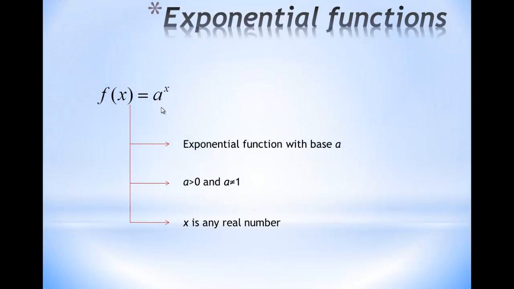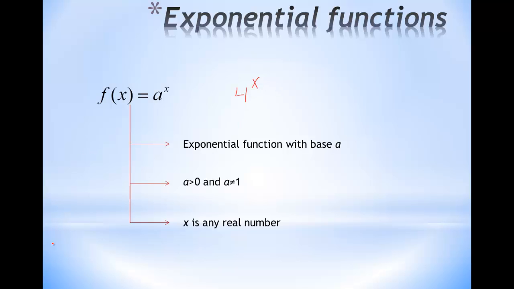An exponential function is one in this form, a to the x, where a is called the base of the function. It's just a number. It has to be greater than 0 and it's not equal to 1. So functions such as 4 to the x, for example, is what we call an exponential function. And x can be any real number.